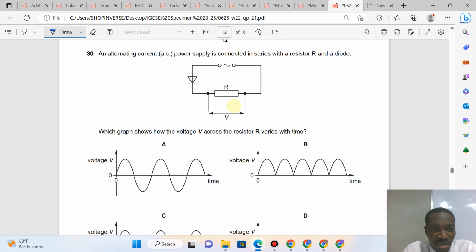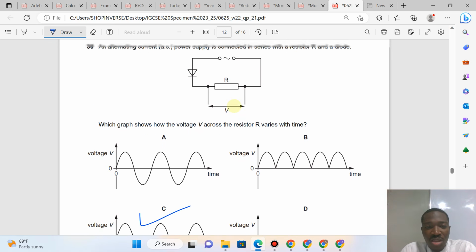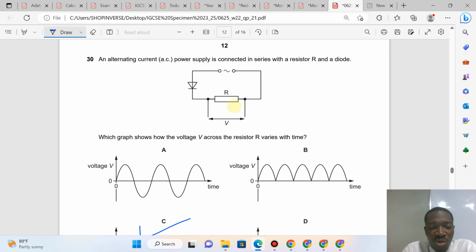Question 30. An alternating current AC power supply is connected in series with a resistor and a diode. Which graph shows how the voltage across the resistor varies with time? C is the correct answer. Why? Because the diode will only switch on when this part is positive and this side is negative. When the polarity switches, the diode will not work.